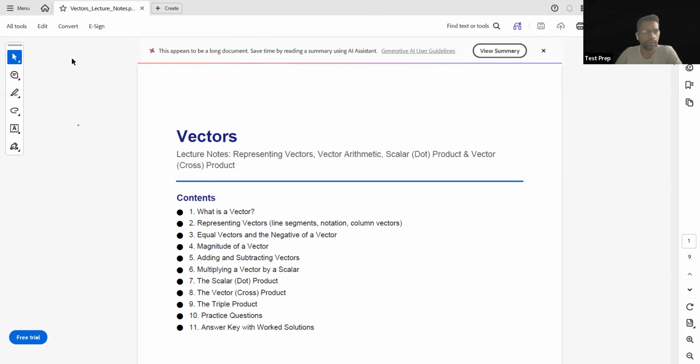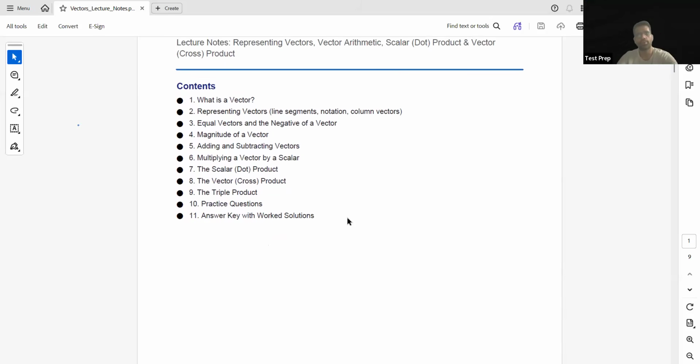So now in vectors, we will study what a vector is, representing vectors, line segment, notation, and column vectors. Equal vectors and the negative of the vector, magnitude of the vector, adding and subtracting vectors, multiplying a scalar and a vector. Scalar is the dot product and vector is the cross product. Dot product A dot B, cross product A cross B, triple product, and practice questions.